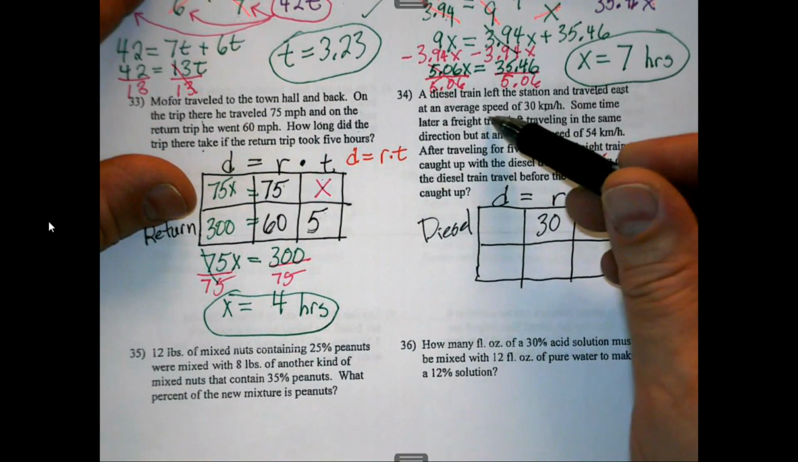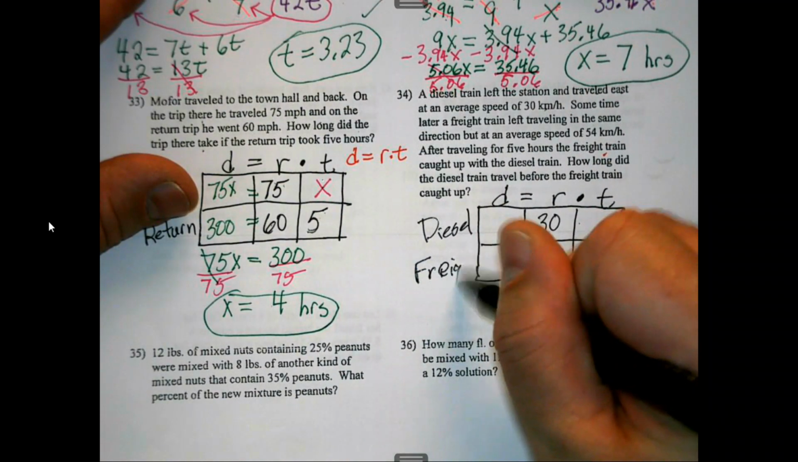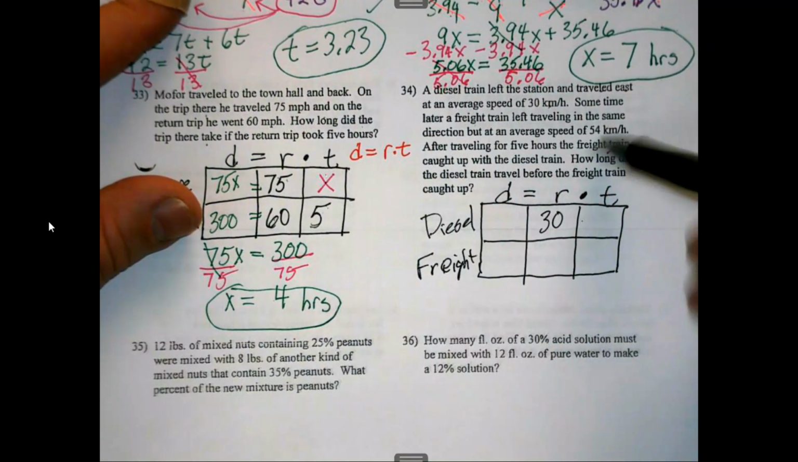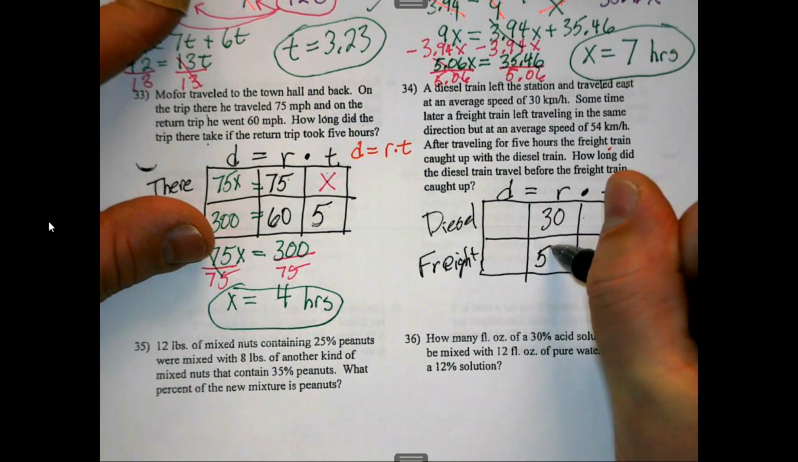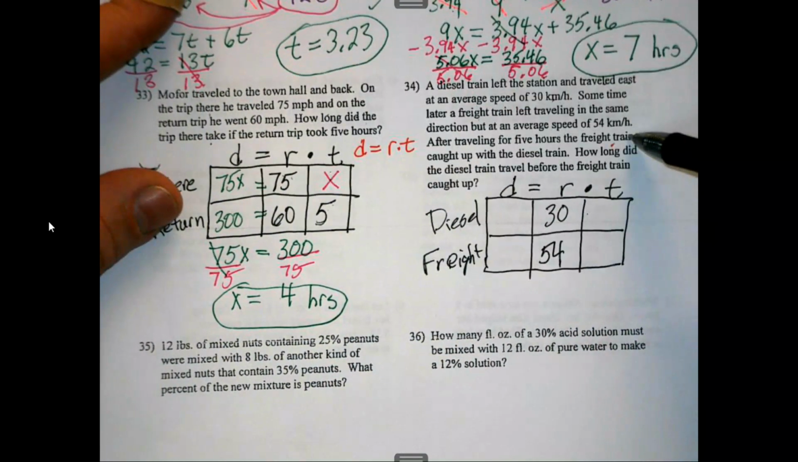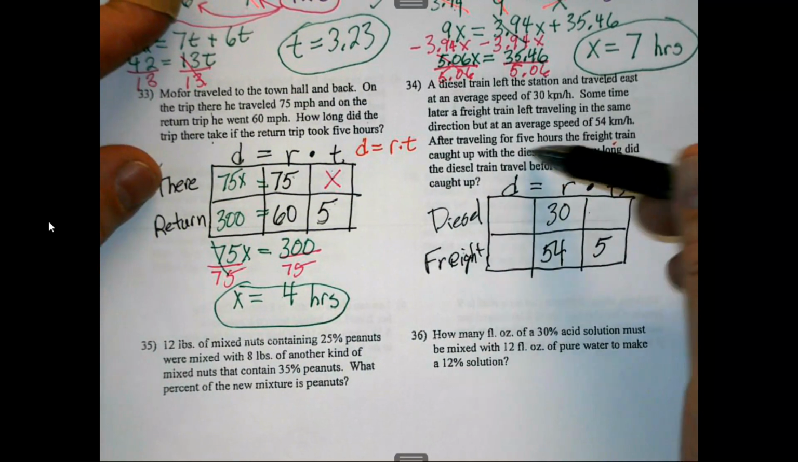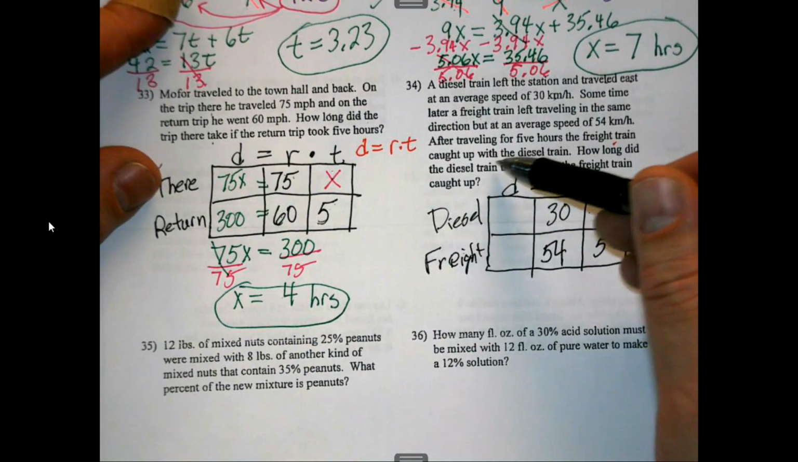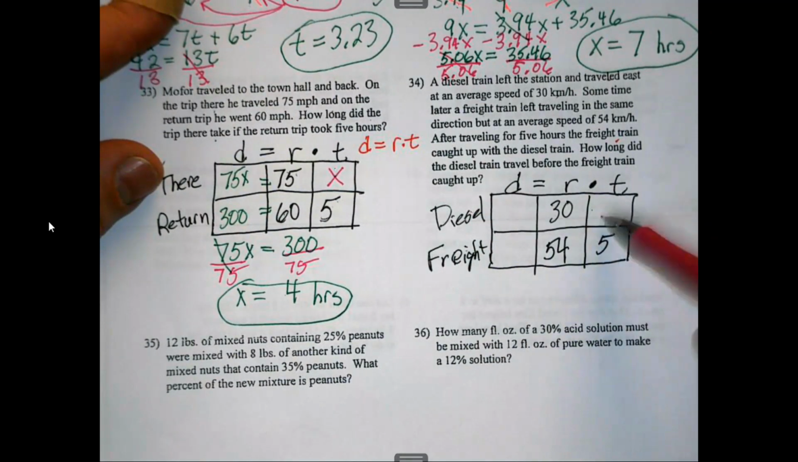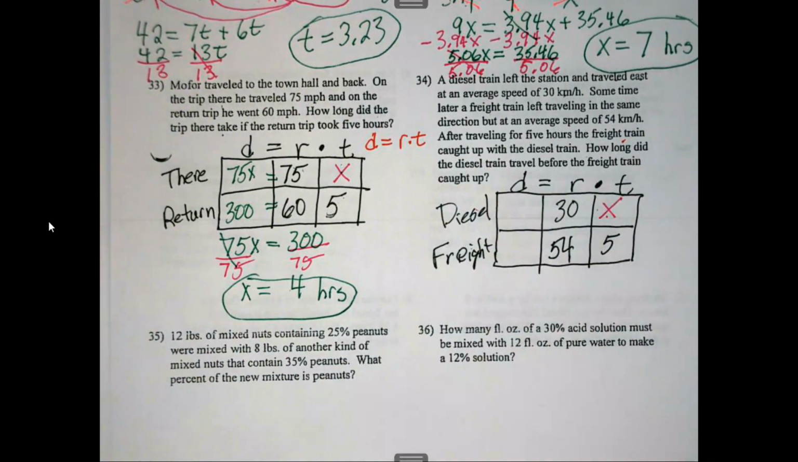Sometime later, a freight train, there's a freight, in the same direction, but an average speed of 54. After traveling for 5 hours, the freight train caught up with the diesel. How long did the diesel train travel before the freight train caught up?